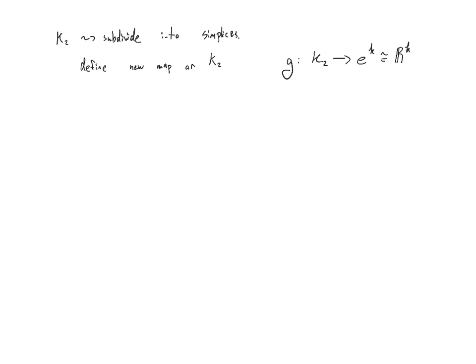And what G needs to be is piecewise linear. So it's going to be PL because it's linear on each simplex in the subdivision. Okay, well, we could just make it 0, so what do we want it to be? And we want it to agree with f on all the vertices.